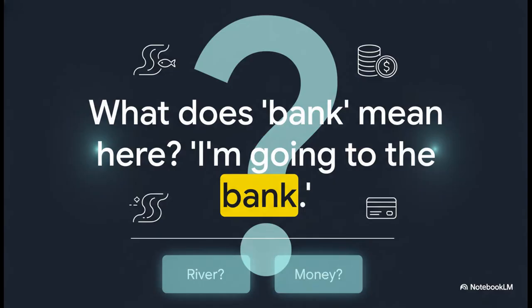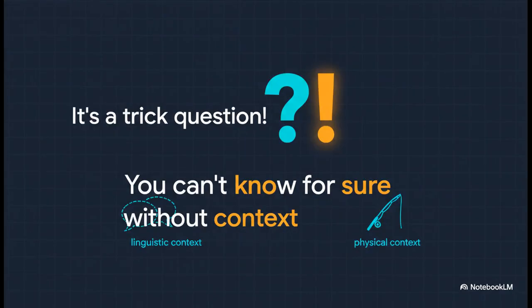So let's test this right now. If I say to you, "I'm going to the bank," what do I mean? Am I talking about a river or am I talking about money? Take a second. What do you think? Did you feel a little unsure? Well, if you did, you were absolutely right. It's a trick question. Without more context, like me saying "to get a loan," or you seeing me hold a fishing rod, you just can't know for sure. You've just proven the main point of this entire explainer yourself.